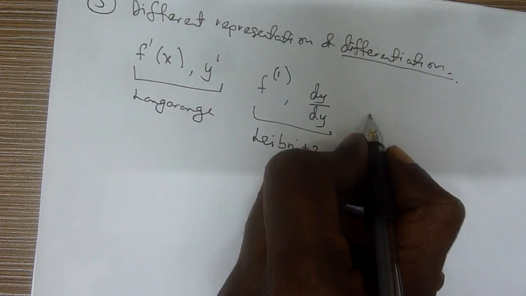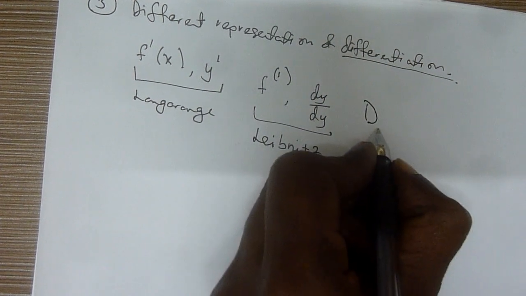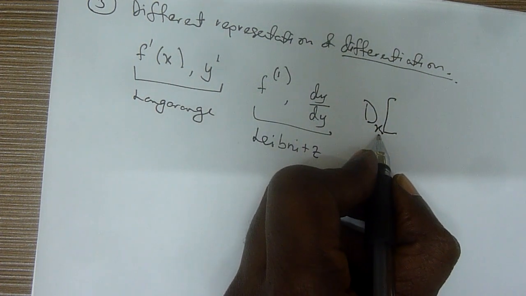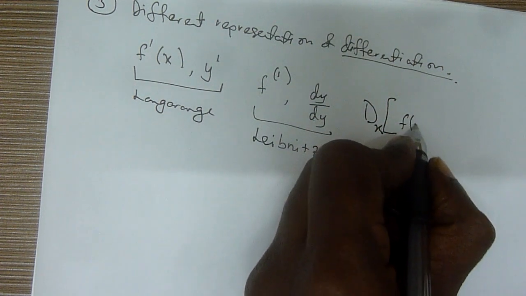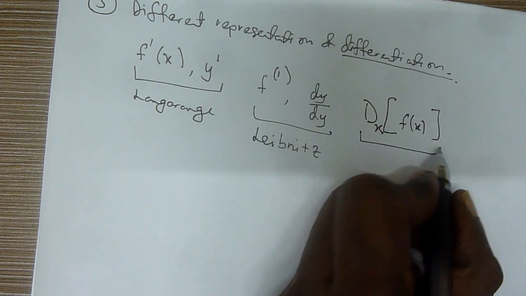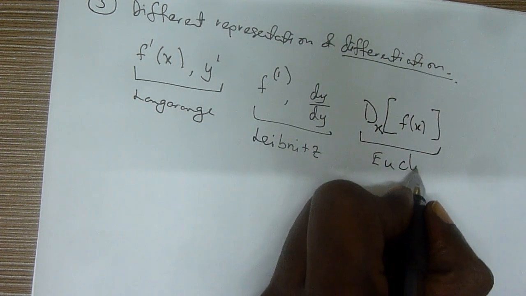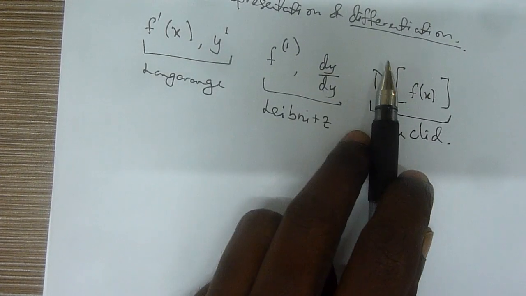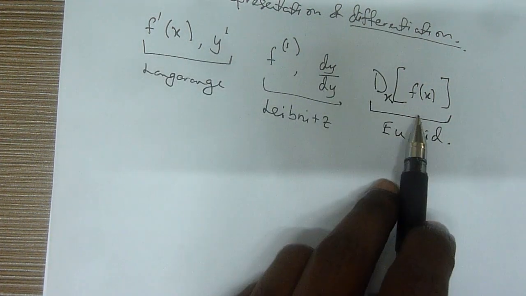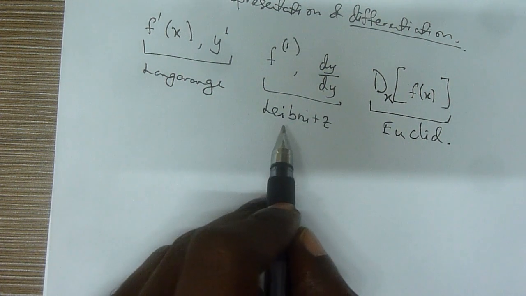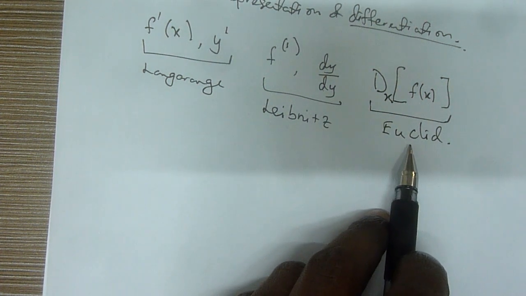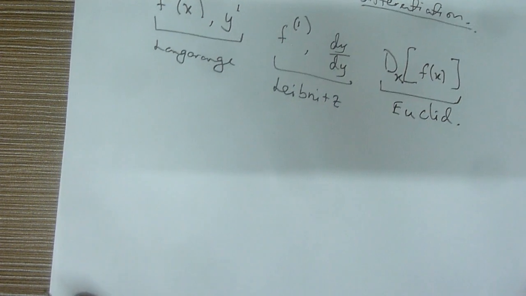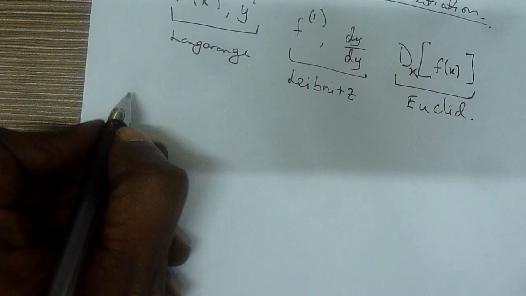Now, let me move further with the other representation of differentiation. We call it D, and we apply it to any function, and this is a representation of Euclid. Therefore, if you see any books representing differentiation with this representation, it can be Lagrange, or Leibniz, or the Euclid method. Okay, now let me move further to the techniques.